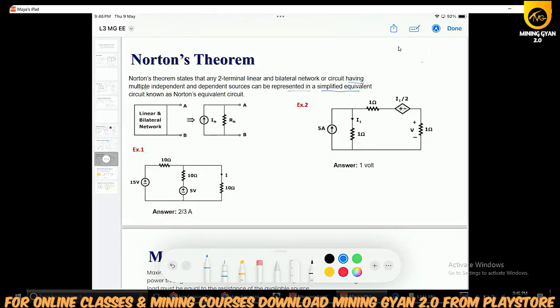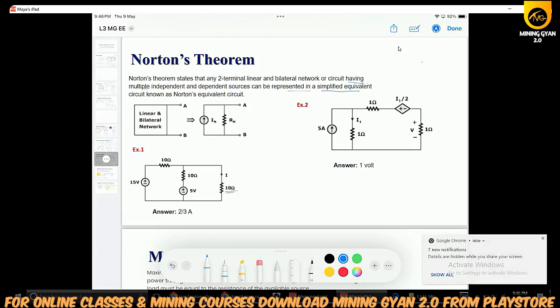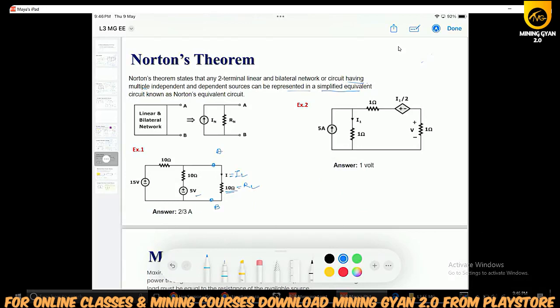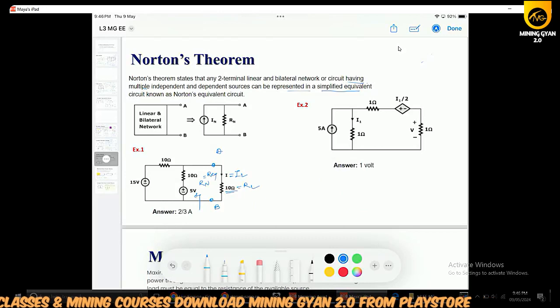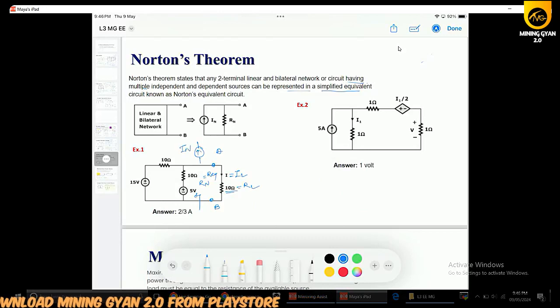But in this case, what it is asking is that your 10 ohm is your load resistance, and the current will be IL, and these two terminals are A and B, and across this we have to apply Norton's theorem. Means you have to calculate Rn, that will be your R equivalent, and across these two terminals we have to calculate the equivalent current value IN. Means we have to convert this linear bilateral circuit into this simplified circuit.